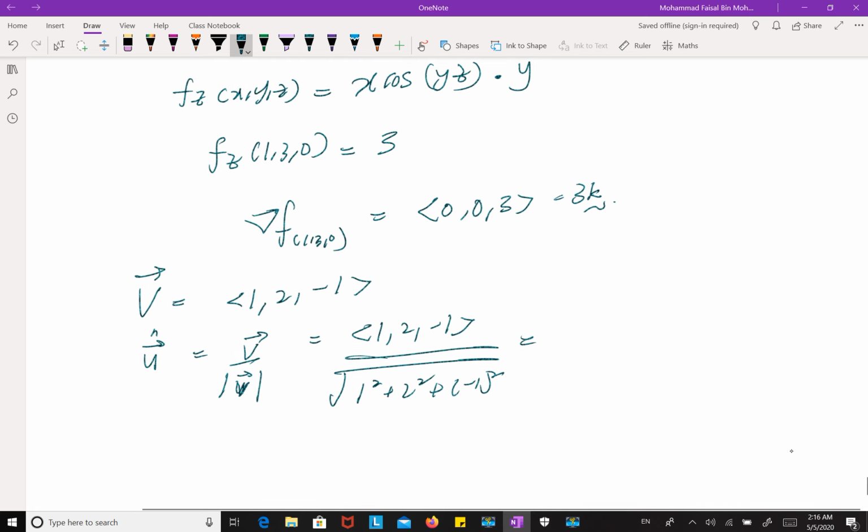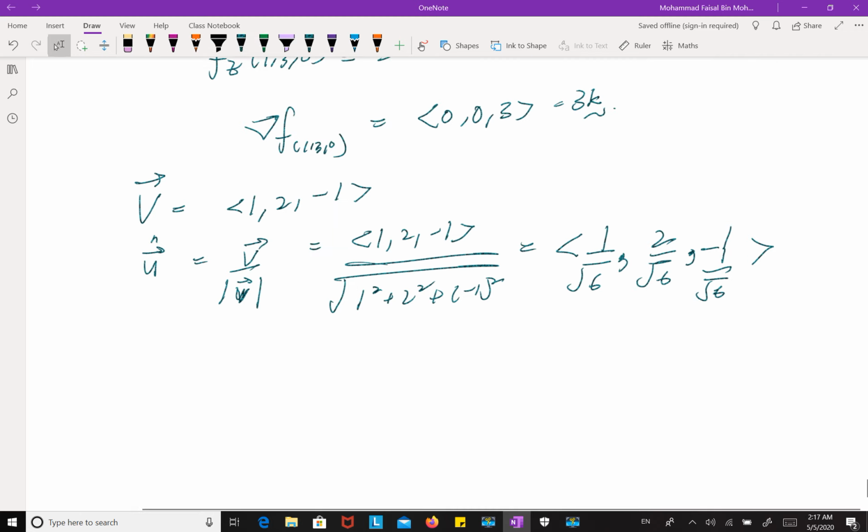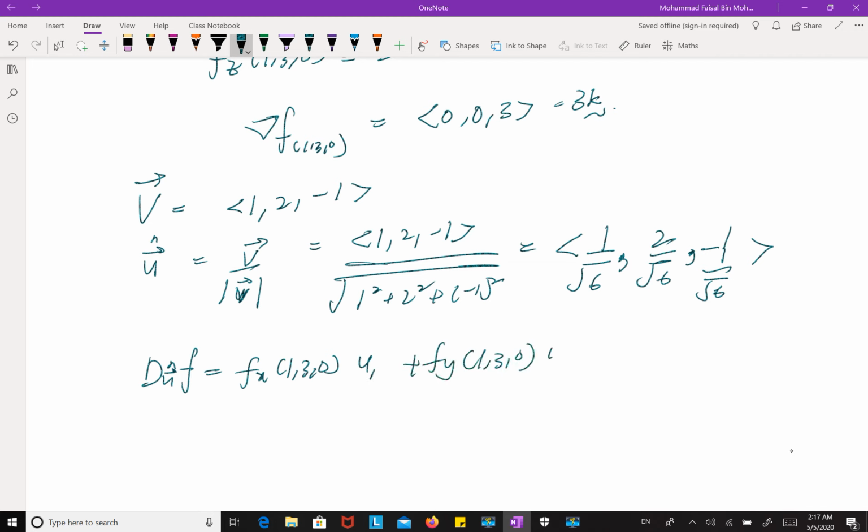You will have it: 1 over root 6, comma 2 over root 6, comma negative 1 over root 6. Okay. So the directional derivative is fx(1,3,0) u1 plus fy(1,3,0) u2 plus fz(1,3,0) u3.